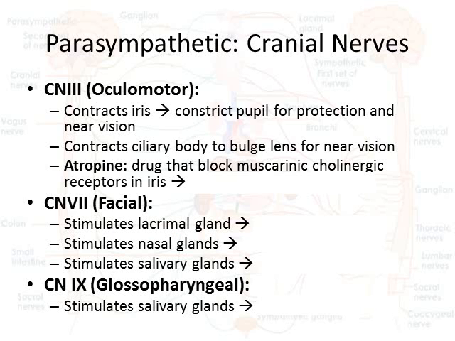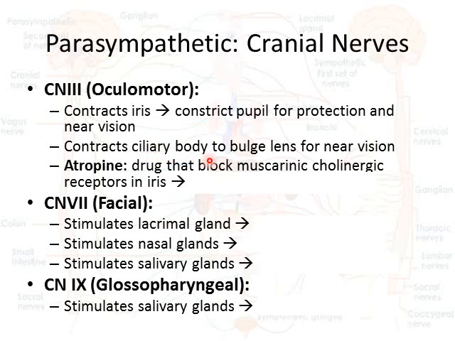Okay, so we'll look at some specific effects of the parasympathetic system now, and this is looking at the ones coming from higher, from the cranial nerves. Most of these we've already done. Cranial nerve 3, oculomotor, causes contraction of the iris, and this is going to constrict the pupil for protection or near vision.